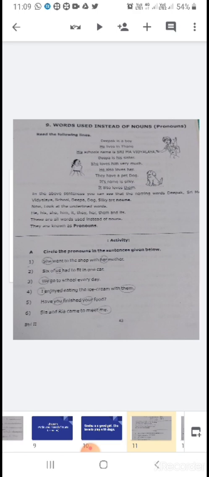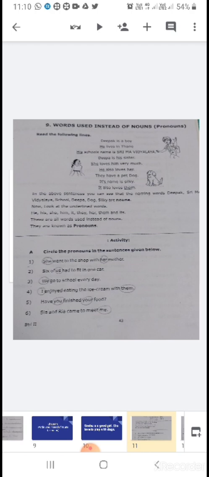See the first question. Circle the pronouns in the sentences given below. You just have to circle the pronouns. She went to the shop with her mother. So she and her are the pronouns here. You just have to circle both the words. Now the second is six of us had to fit in one car. So us is used for so many people. Instead of using the names of them, we use us. So circle the us. Us is a pronoun.